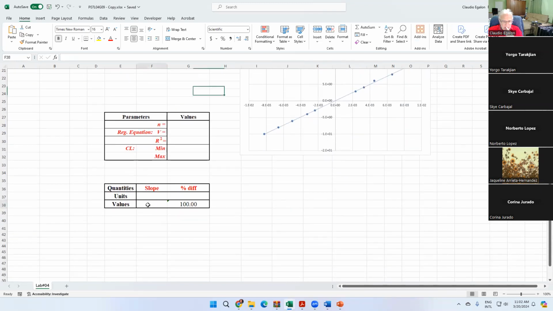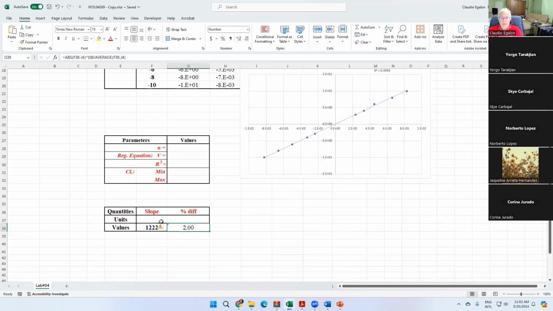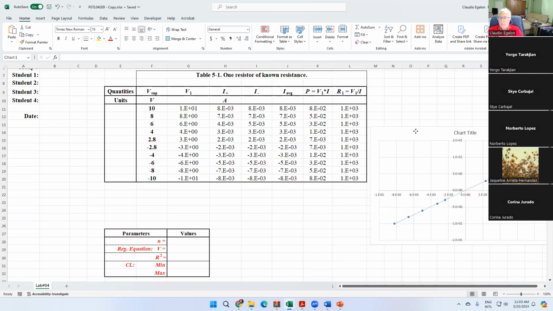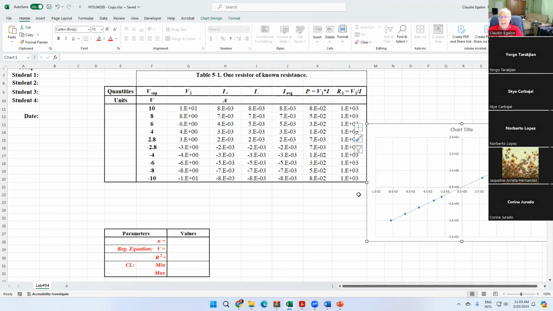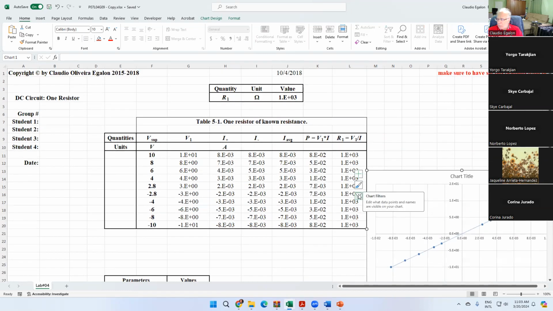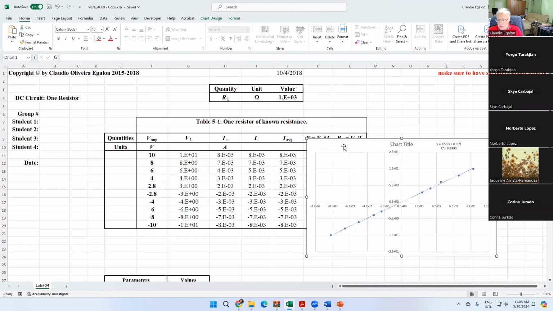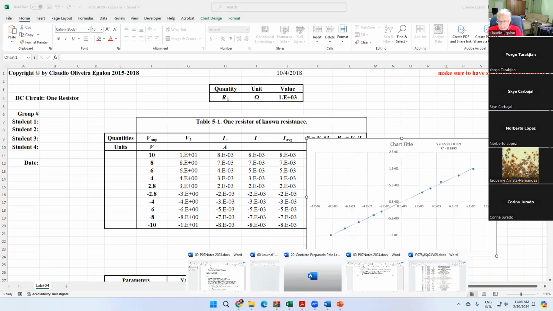You log the value 1222 here, and you're going to see that the percentage difference is only 2%. Very small. Okay, so this is sort of a successful experiment. And now you're ready to do the rest. It's 11:03. Let's take our break again.